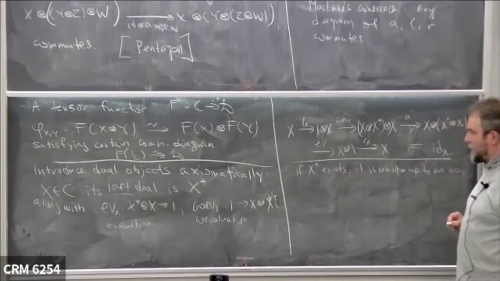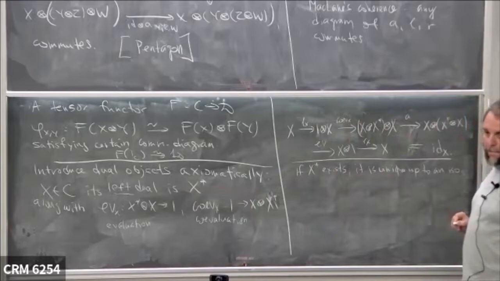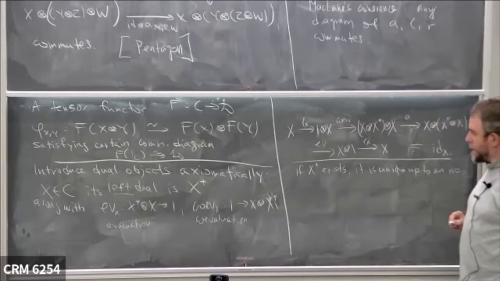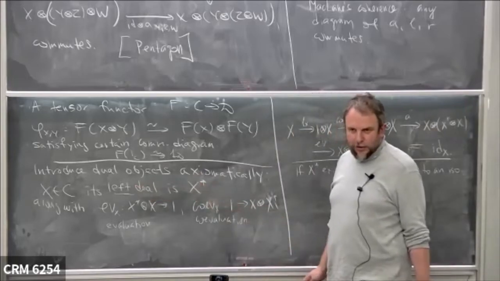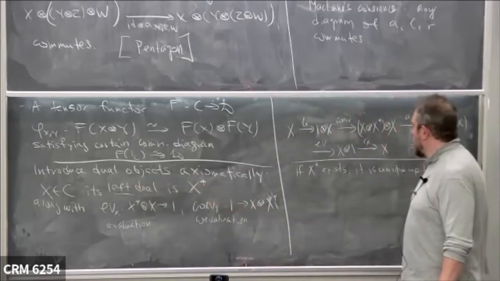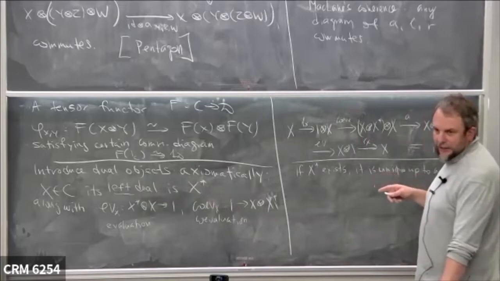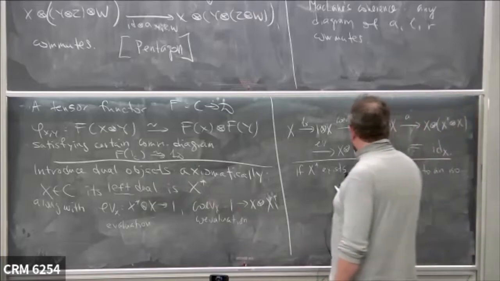There are other diagrams with the dual, because you have this for X, but you have another with X dual. That's right. I said here a left dual. There is also a notion of the right dual. For each one there are two diagrams. Yes, that's right, I'm sorry.